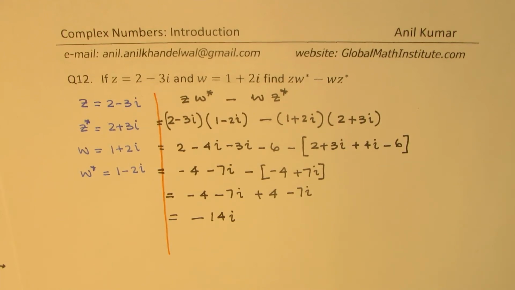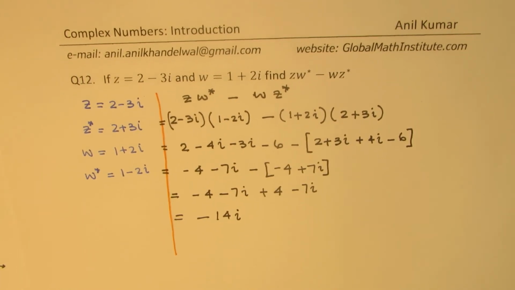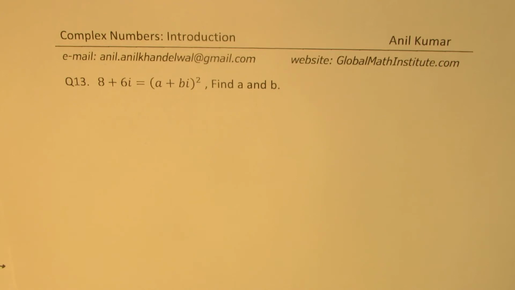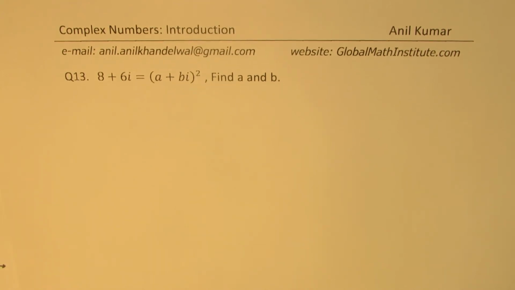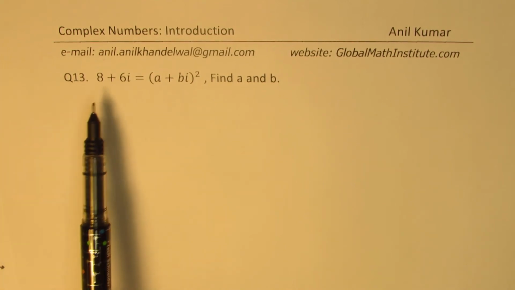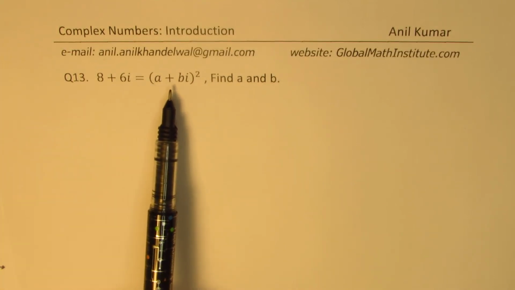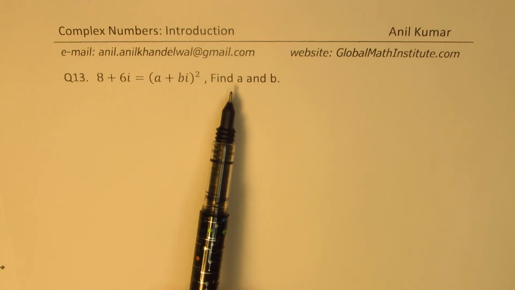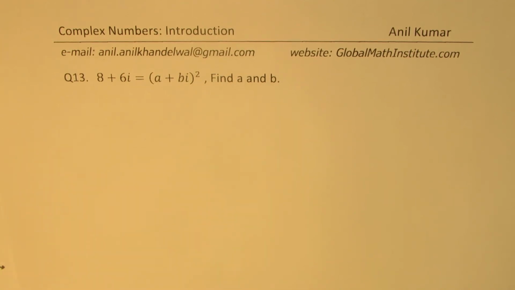Now here is the last question for us. This is kind of a bonus question for you. You can pause the video, answer this question, and then look into my suggestions. We have a very interesting question here, which is 8 + 6i = (a + bi)². Find a and b. I'd like you to pause the video, answer the question, and then look into my suggestions.